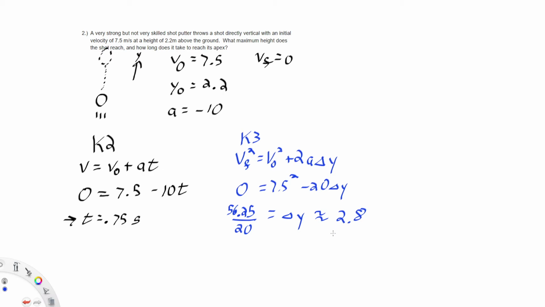Now, if you just put 2.8, I actually gave you full credit for that. But that's not the actual height of the shot put. That's just how far above its original height it went. And it started at 2.2 meters. So its final height is going to be 5 meters.